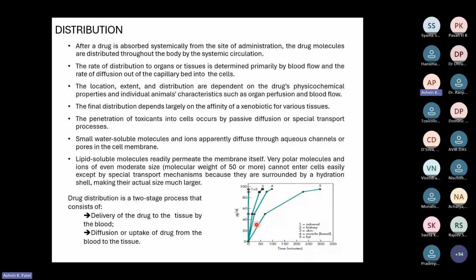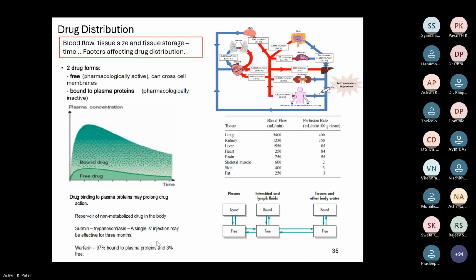Here you can see the adrenal gland, kidney, skin, muscles, and fat. And here is the availability in microgram per ml, and this is the time. So the distribution of the drug is different in these 5 tissues. Blood flow, tissue size, and tissue storage time are factors affecting the drug distribution.